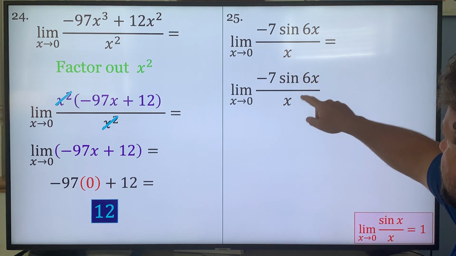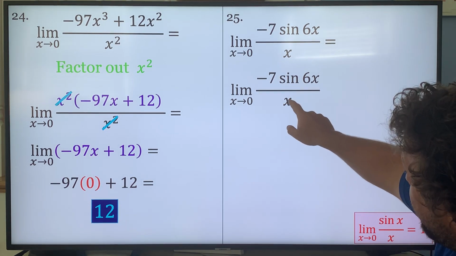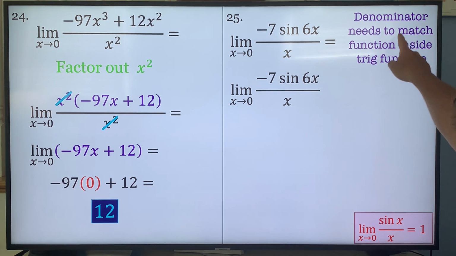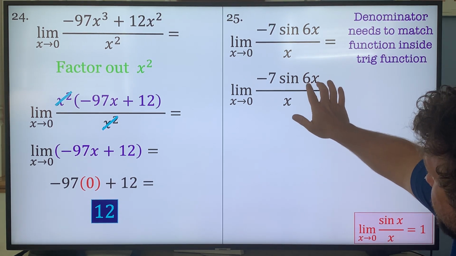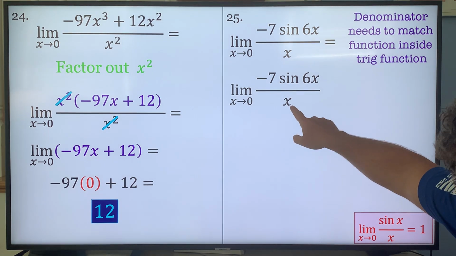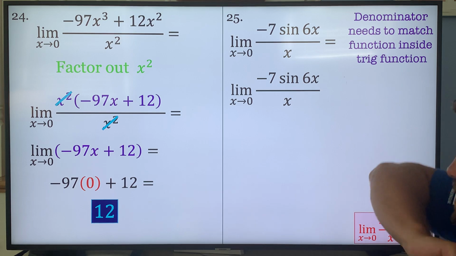Number 25, I'm just going to lean back to this one. Negative 7 sine 6x over x. I don't know, I wrote it twice. All right, anyway, you're looking for sine x over x equals 1. Okay, remember I told you the second part of the squeeze theorem? Now, the denominator needs to match the function inside the trig function. So the function inside the trig function is 6x. How do I get this to match it? I have to multiply the top and bottom by the same number. That number is 6.